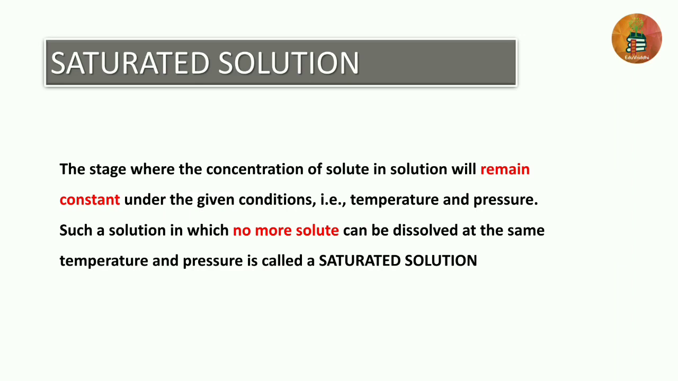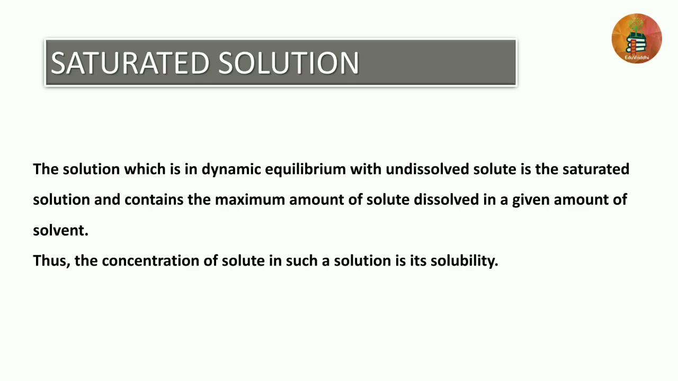And at that stage the concentration of that solute in the solution will remain constant, because you cannot add extra solute into that solution. So that's about saturated solution. The solution which is in dynamic equilibrium with the undissolved solute is the saturated solution and contains the maximum amount of solute dissolved in a given amount of solvent. So we know that after a certain stage the excess solute cannot be dissolved in that solvent. So a saturated solution is a solution where there is the maximum amount of solute present in the solvent. It is the limit, it is the maximum amount.